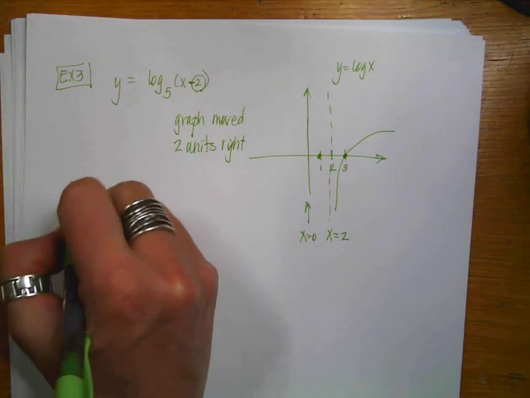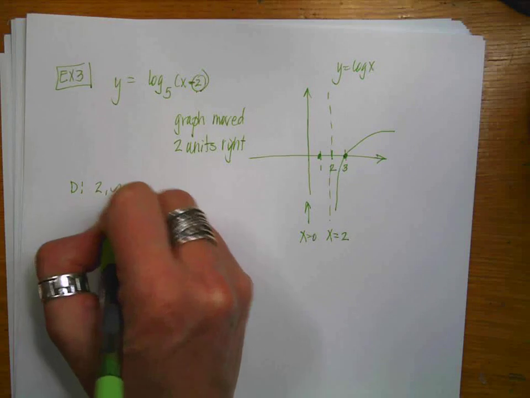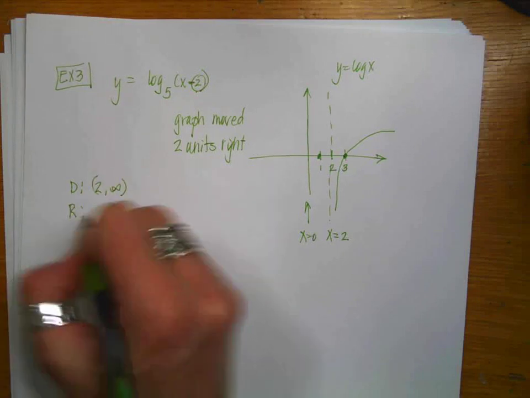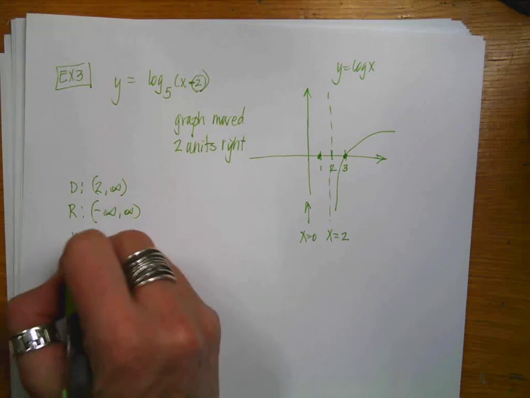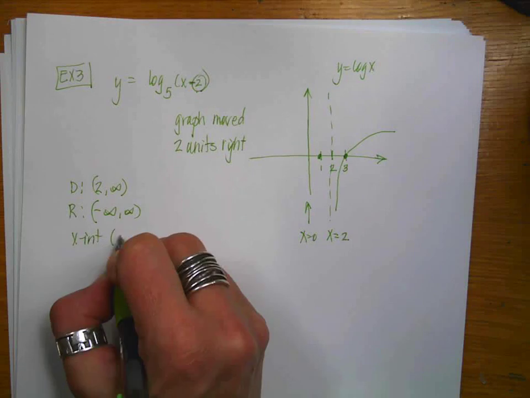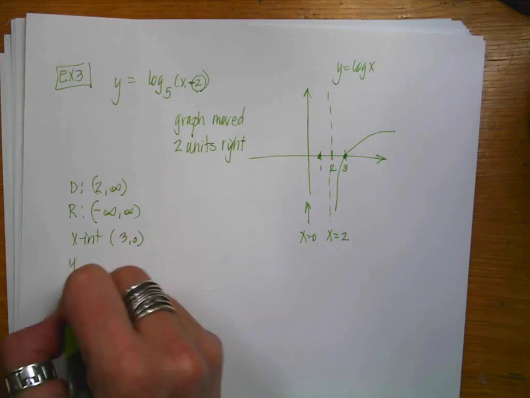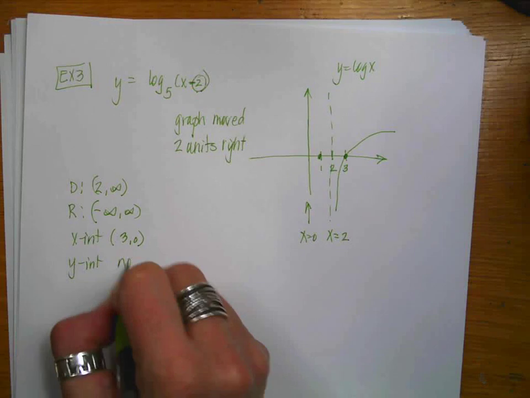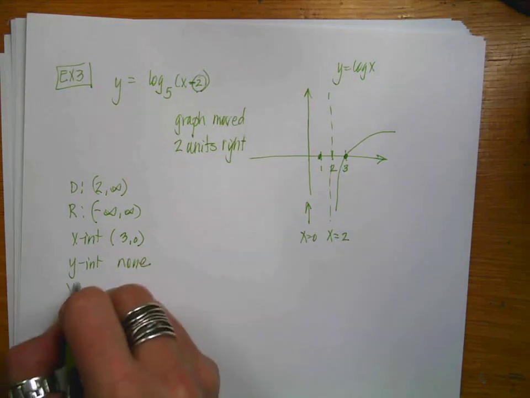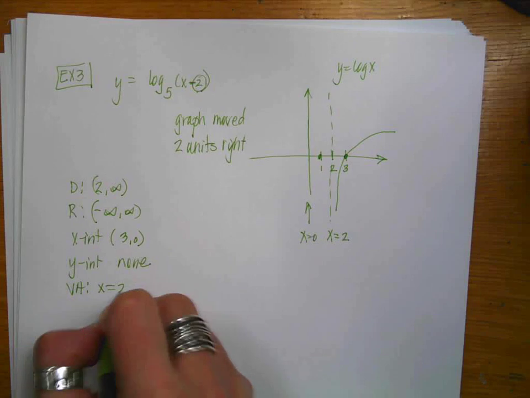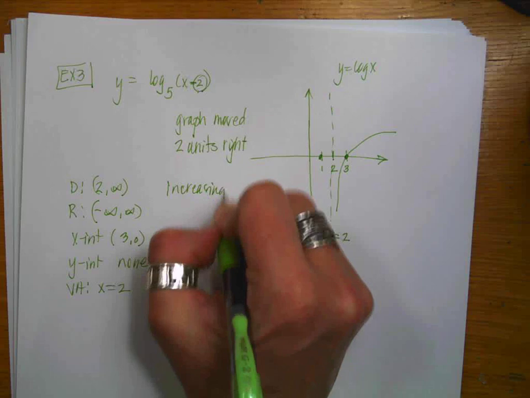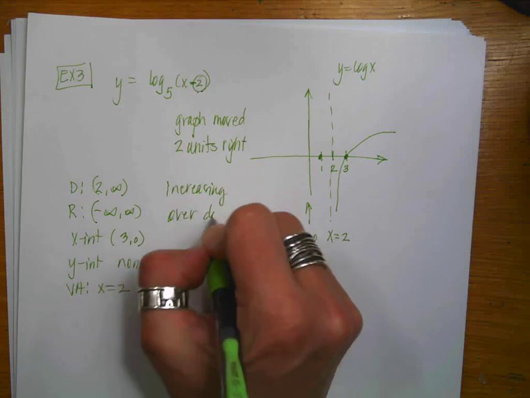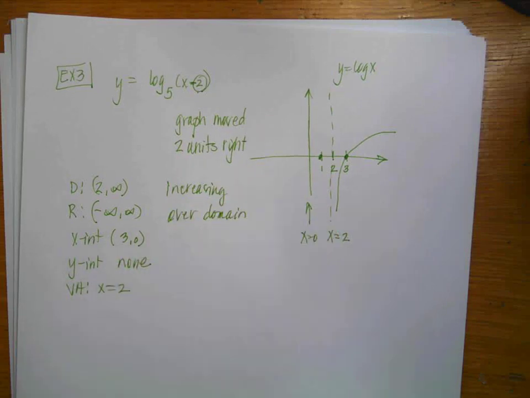And I'm just going to write down our information that we had. So my domain on this one is going to be 2 to infinity. My range is still negative infinity to positive infinity. My x-intercept on this one is 3, 0. My y-intercept, there's still none. Okay. I have a vertical asymptote at x is equal to 2, and it's still increasing over the domain, but I did have a few things move around, and so that's kind of interesting.